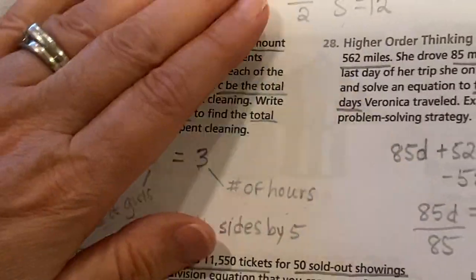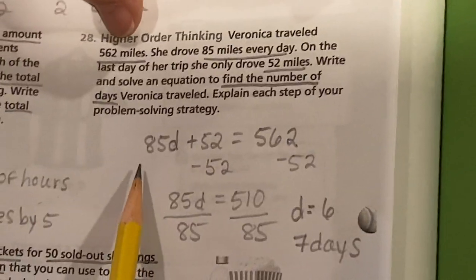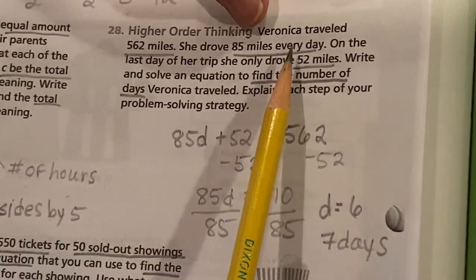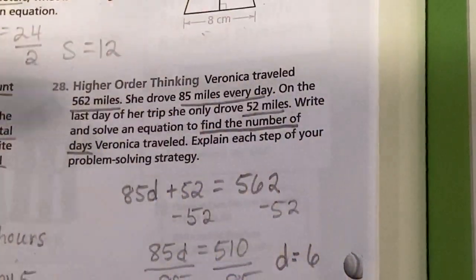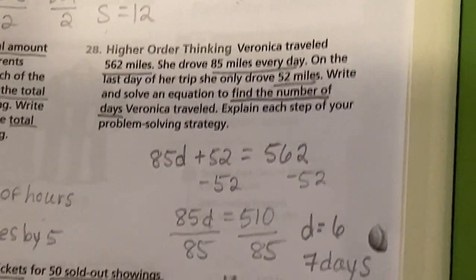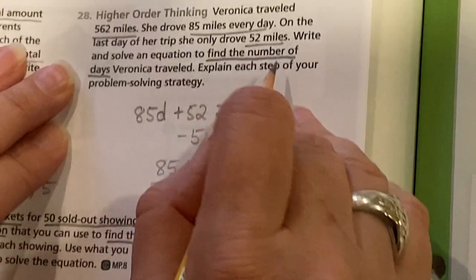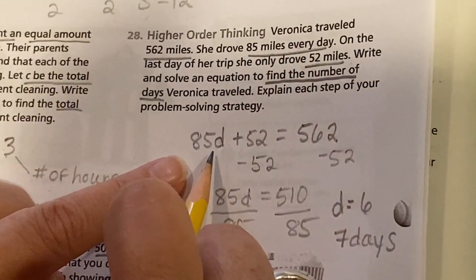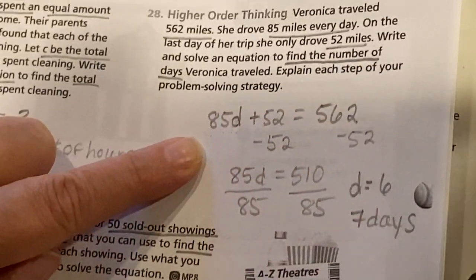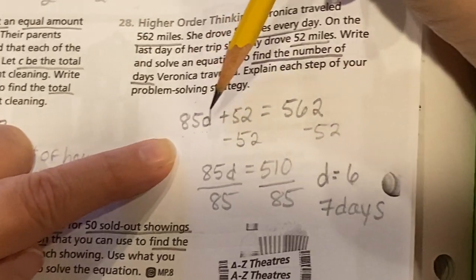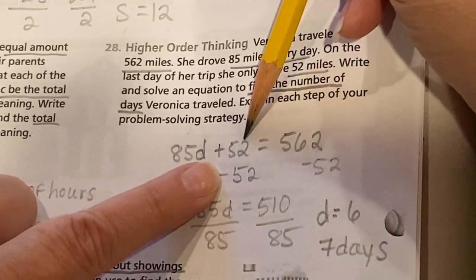Okay, number 28. This one is cool. So 562 miles, 85 miles almost every day, except for on the last day. On the last day, she only traveled 52 miles. So, and it told me, let's see, did it give me? Okay, so I used D for the number of days, okay? And I said 85D because it's 85 miles each day. And then 52. 52 is for that last day.